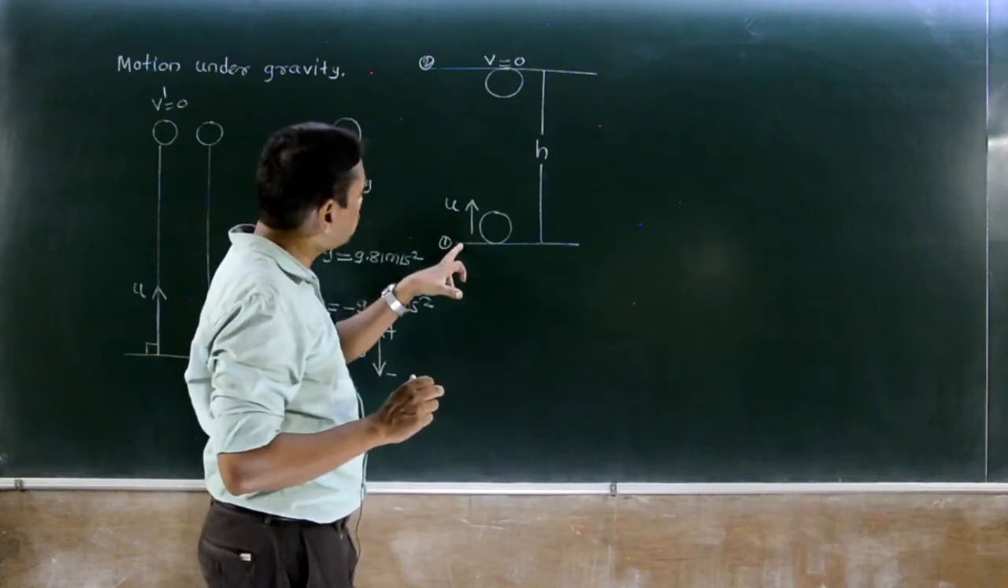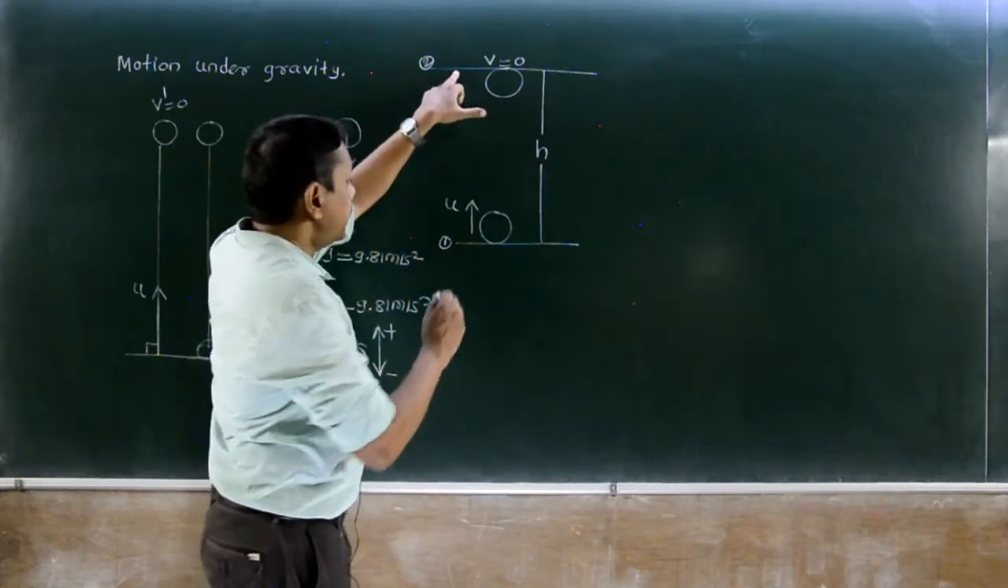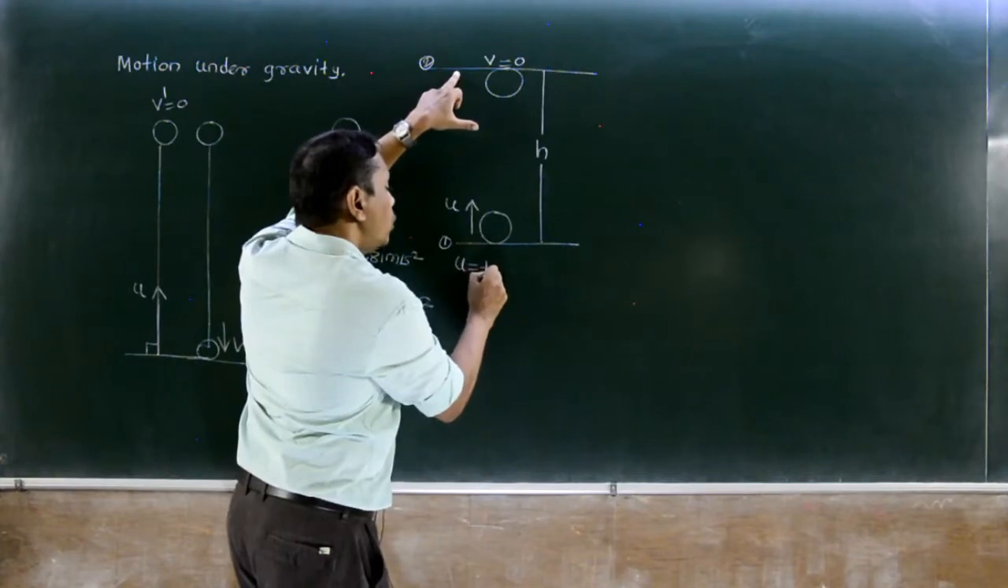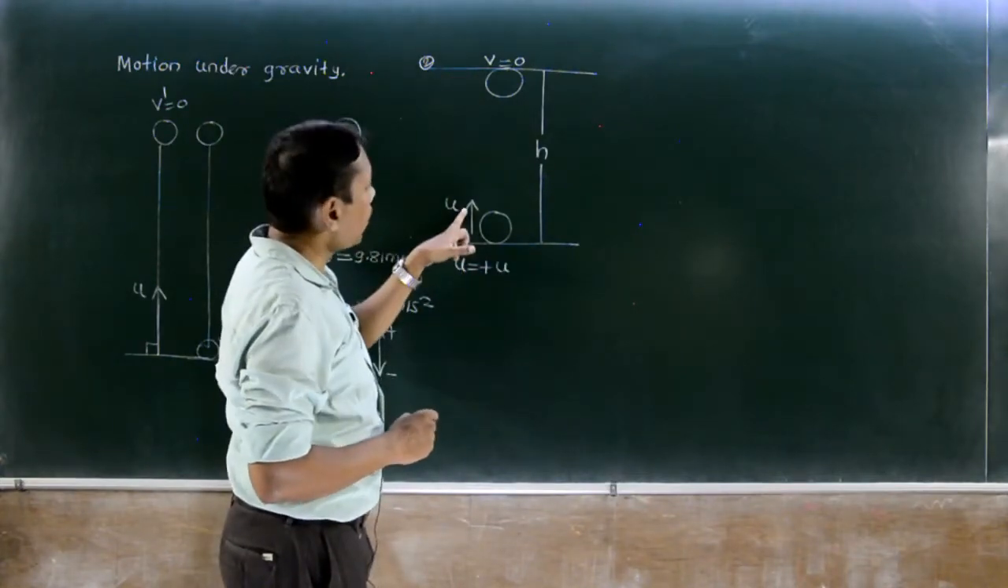So let's consider motion from 1 to 2, where the initial velocity is plus u. Why plus u? Because upward is taken as positive.